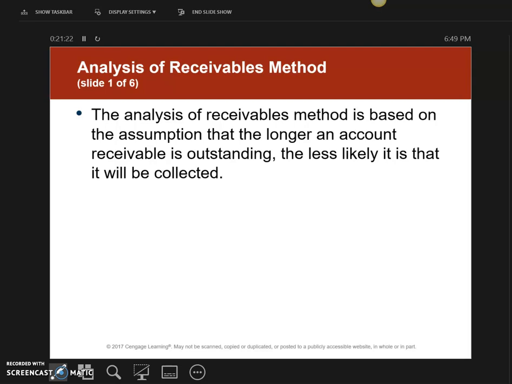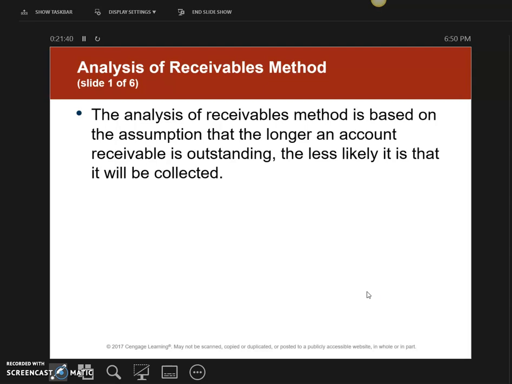We're now going to examine what we call the analysis of receivables method. It's also called the aging of receivables. What it does is look at all the customers who owe you money and when they owe you money, and determines how much of it will not be collected.